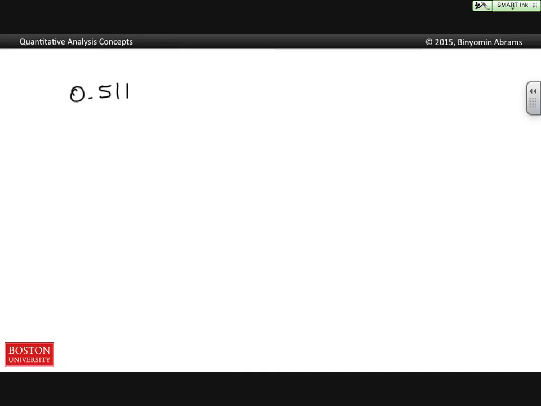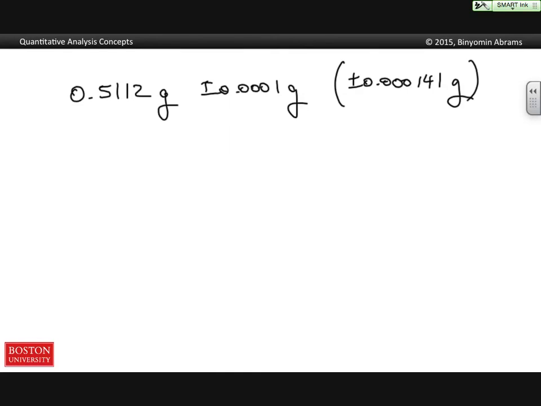The next scenario is a little different. Let's say we're trying to make a solution and we weigh out 0.5112 grams on an analytical balance. So you can say the uncertainty in this mass is plus or minus 0.001 grams. Truth be told, if it was done by difference, it's 0.000141 grams, and that's the subject of a different video on propagation of uncertainty. But this is the uncertainty in the mass as it was measured.